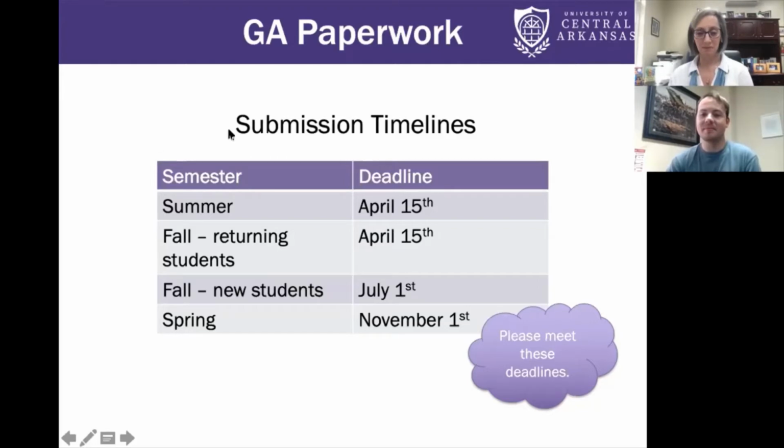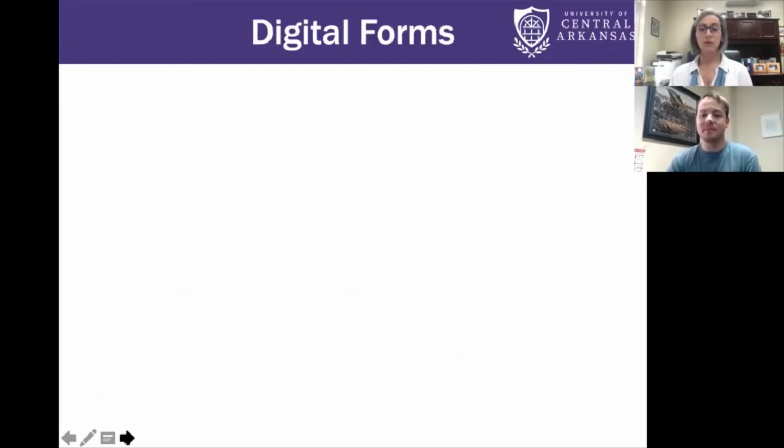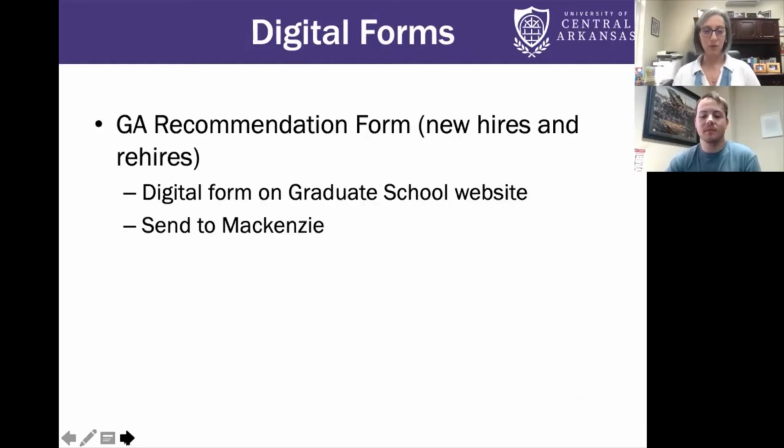Thanks, Mackenzie. Let's see. Oh, so last year, at this time we were talking about how we might have some digital forms coming. Now we do. So we just want to touch base on the different forms that are a part of the hiring process. First of all, we have the GA recommendation form, which is a form that the graduate school uses. And so that is for both new hires and rehires for graduate assistants.